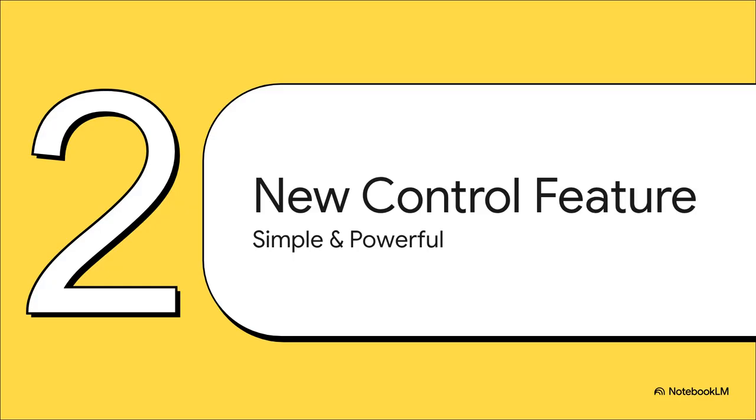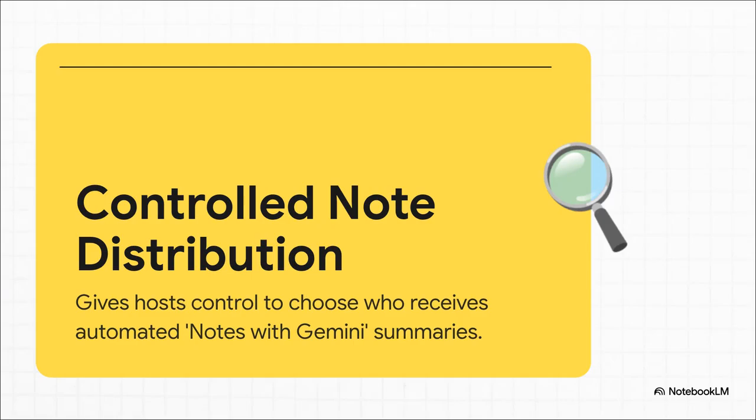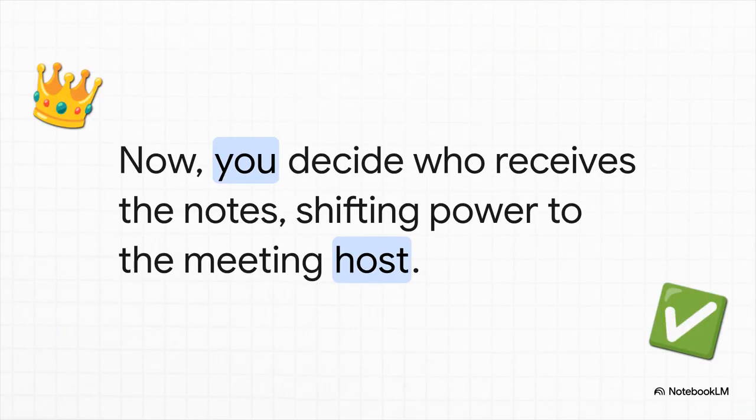But good news. Google has just rolled out the solution, a brand new and very powerful control feature. Let's put a name to it. It's called controlled note distribution. And honestly, the name says it all. It gives you, the host and co-hosts, the power to actually choose who gets those AI-generated notes. The control is finally where it should be, with you. The power has officially shifted. It's no longer a send-to-all default. Now, you, the host, are the gatekeeper. You get to make the call on where that automated summary goes.